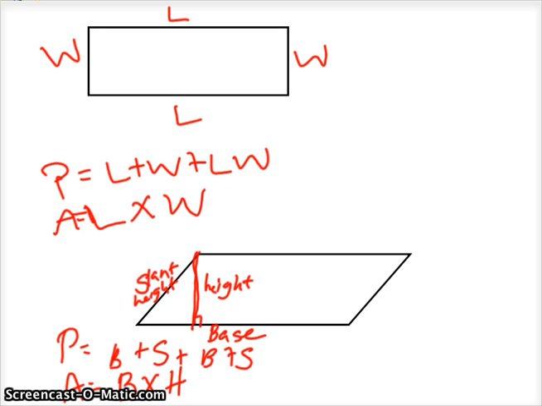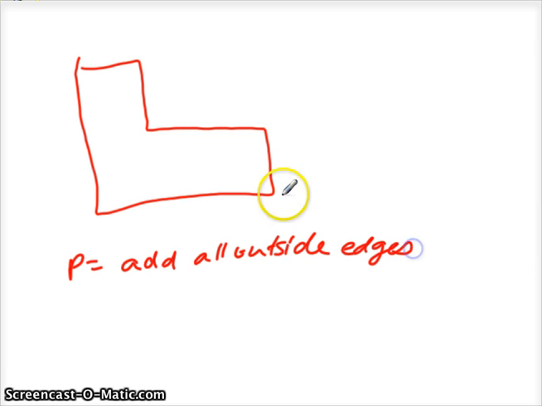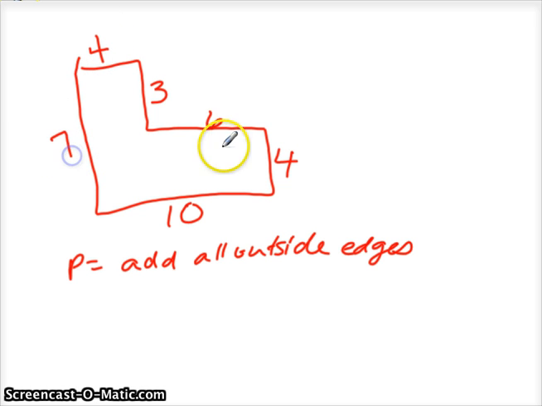If we were looking at complex figures, remember, perimeter, you add all outside edges. So if I called this 10, 4, 6, 3, 4, and 7, then I would add up 7 plus 10 plus 4 plus 6 plus 3 plus 4.